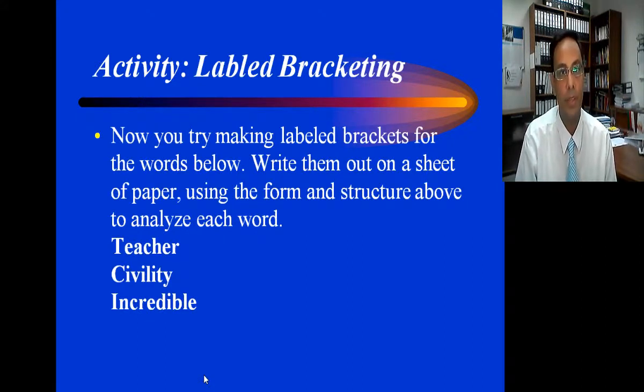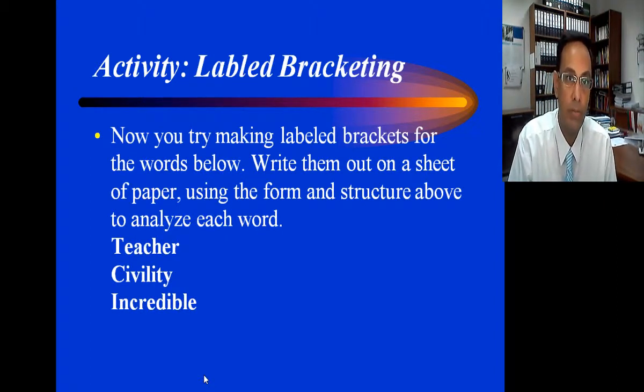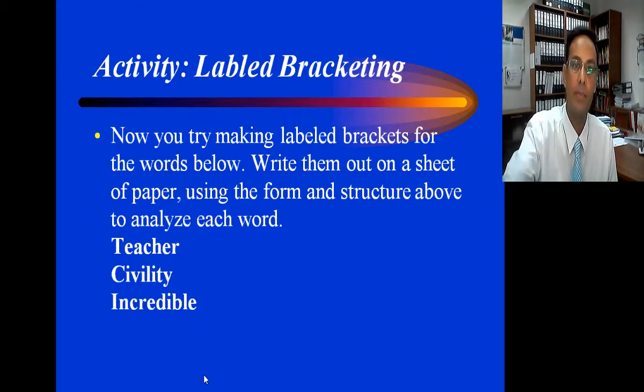Labeled bracketing. Now you try making labeled brackets. Instead of drawing a tree diagram, we put categories into labeled brackets for the words below. Write them out on a sheet of paper using the form and structure above to analyze each word: teacher, civility, incredible. Now we are going to put the structure of these words in labeled brackets.